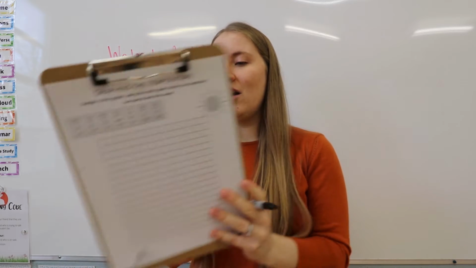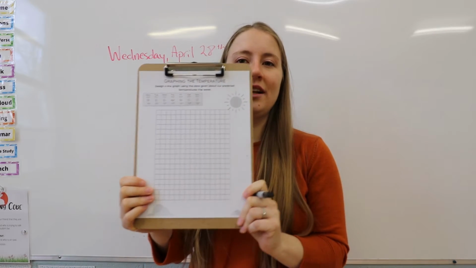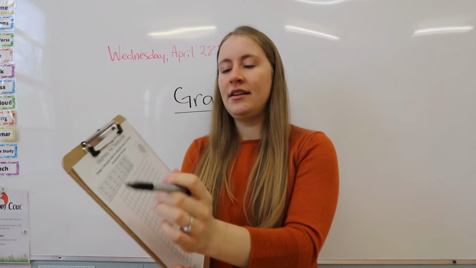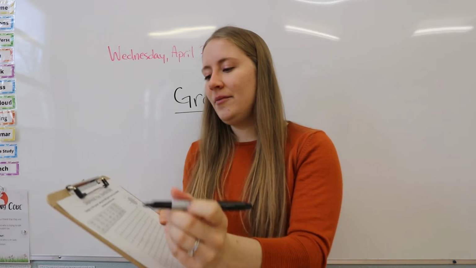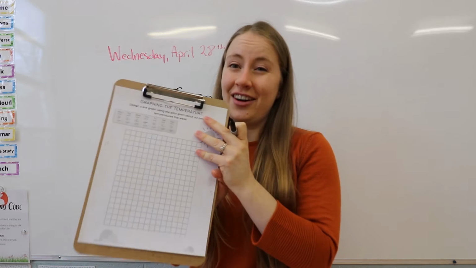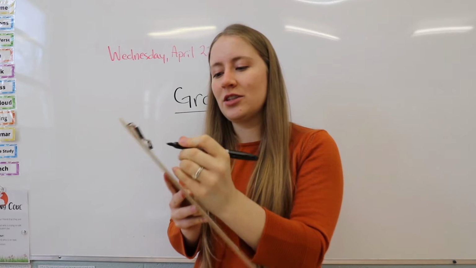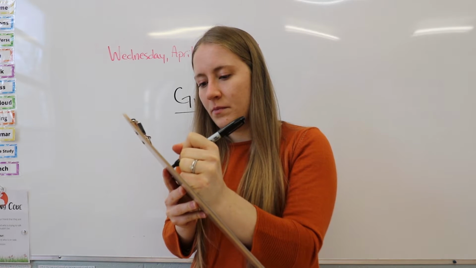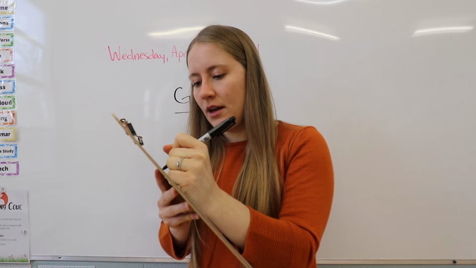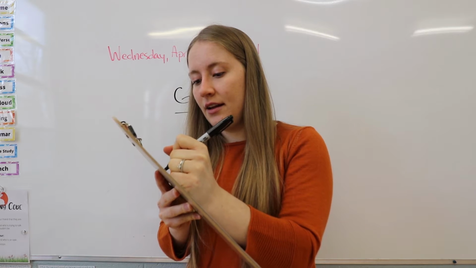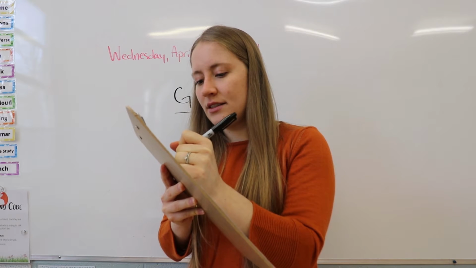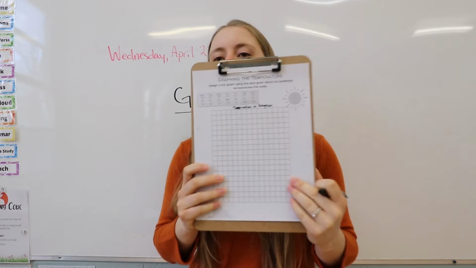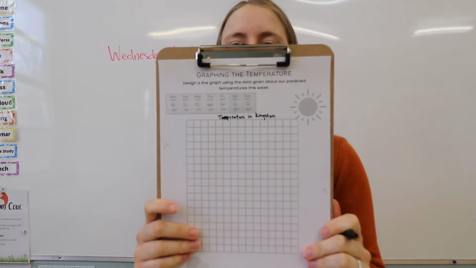Okay, so when we're constructing a line graph, we need a few things. We need the title, which we kind of already have with Graphing the Temperature, but I'm just going to write Temperature up at the top. And I'm even going to write Temperature in Kingston because that's where the information is from. Okay, so we've got our title, Temperature in Kingston.